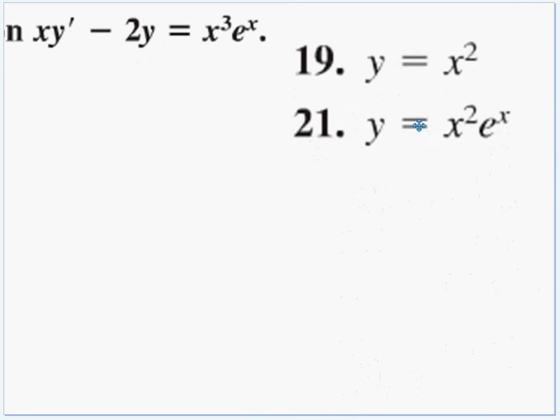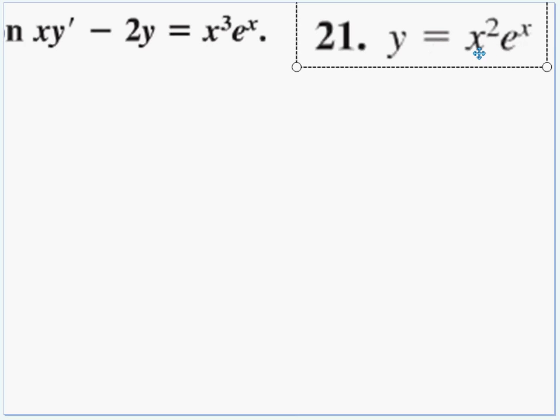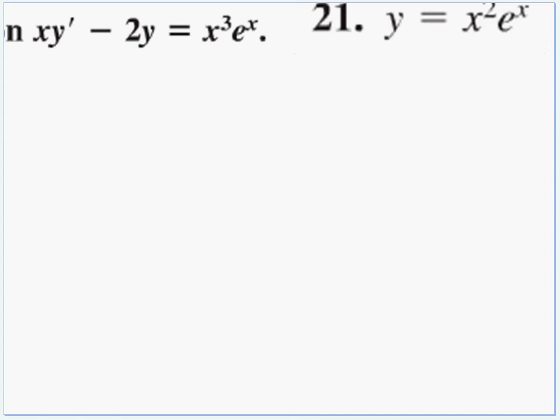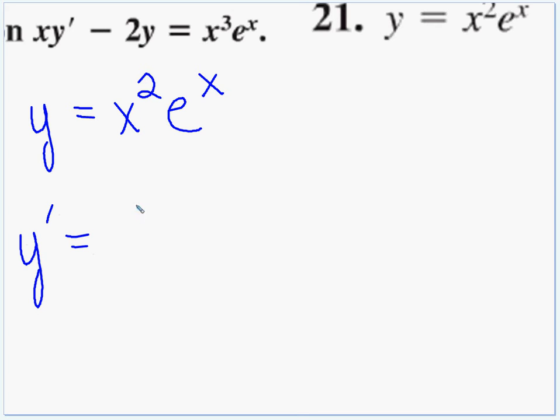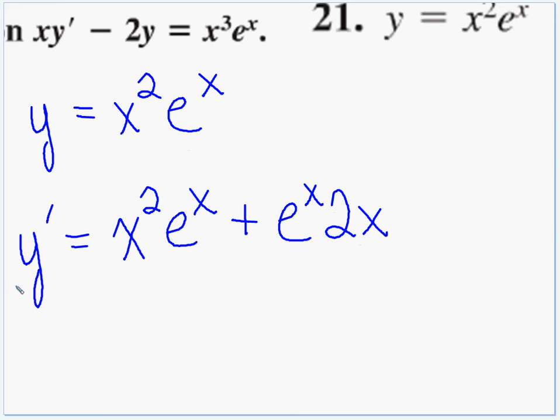Maybe we'll have better luck with 21, look at that. y is equal to this. We do need y prime, so it looks like we're going to need to take a derivative of that, which means product rule. So if y is x squared e to the x, we're going to need y prime, product rule. And the product rule says we do the first, x squared, times the derivative of the second, e to the x is its own derivative, plus the second thing, e to the x, times the derivative of the first thing. Derivative of x squared is 2x. So there's our y prime.